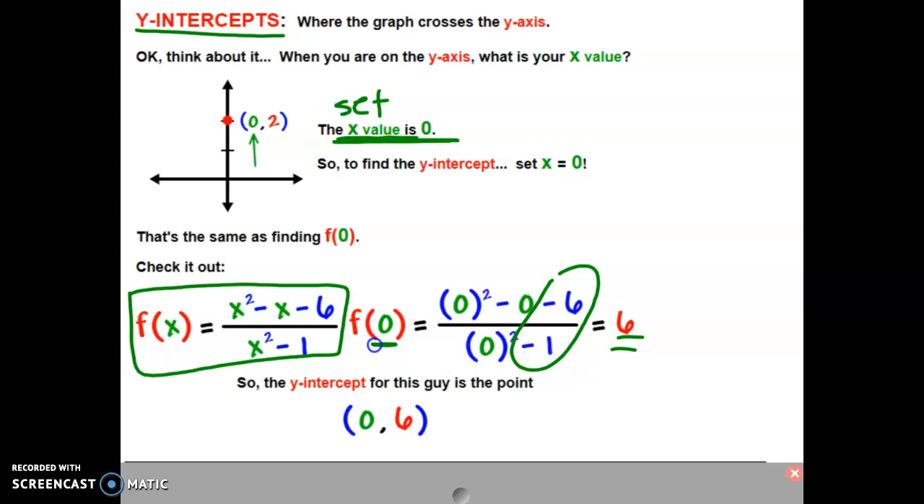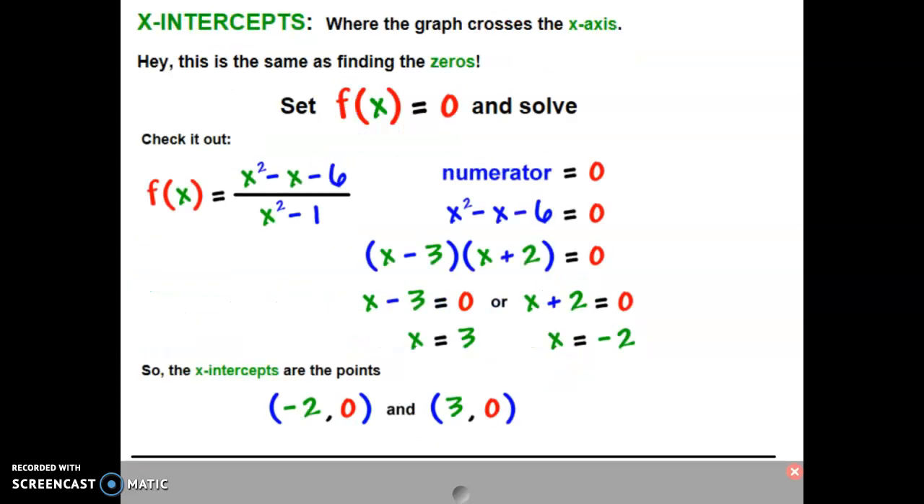Now let's try the x-intercept. So the x-intercept is going to be your next title. To find the x-intercept, that's where the graph crosses the x-axis. Same thing as finding the zeros or solving. So when we find an x-intercept, now what do we set equal to 0? Y, right. So when you're finding an x-intercept, you set y equal to 0, or f of x equal to 0, and solve. Now, again, same example as before.